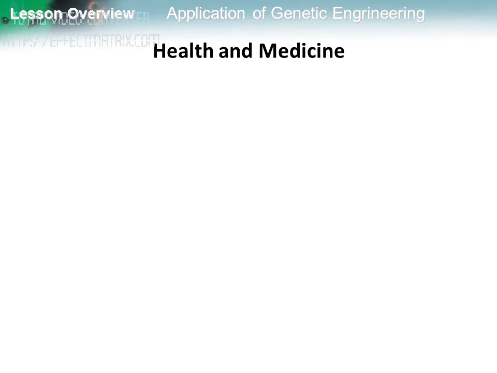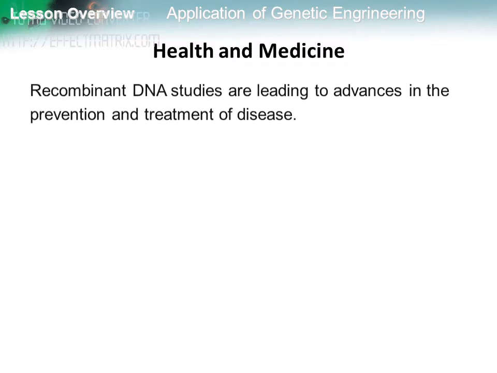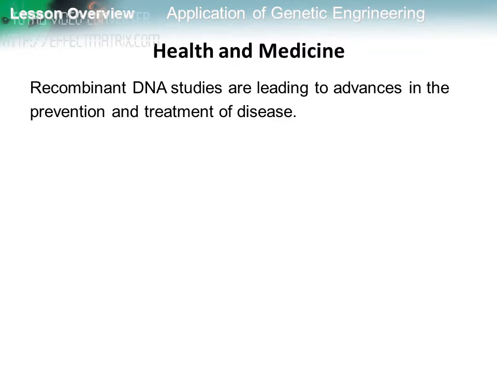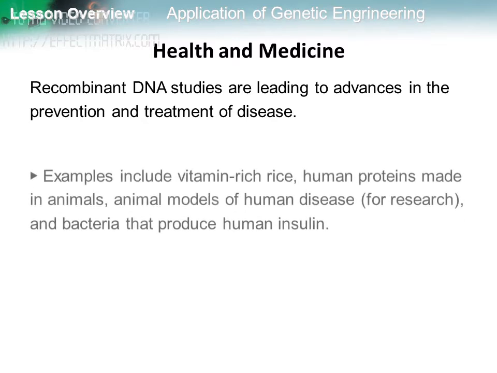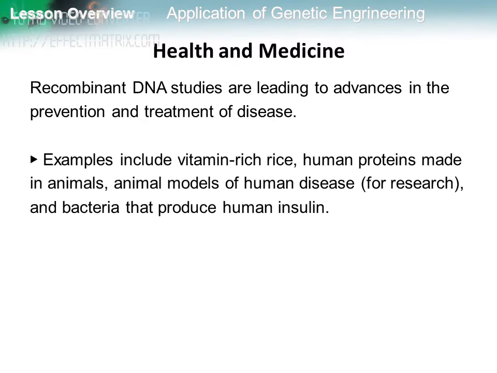Now let's see some of the applications of genetic engineering in health and medicine. Recombinant DNA studies are leading to advances in the prevention and treatment of disease. Examples include vitamin-rich rice, human proteins made in animals, animal models of human disease for research, and bacteria that produce human insulin.